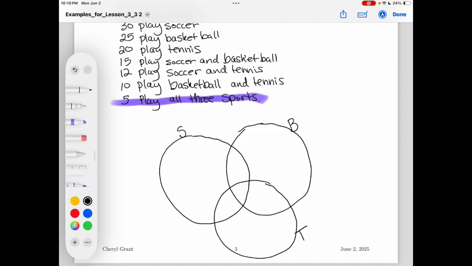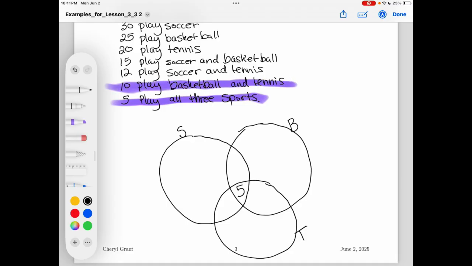Let's first look at the intersection of all 3. This says 5 play all 3 sports. So where all 3 circles overlap, we're going to put that there's 5 people in all 3 of those groups. Now, we're going to work outwards.